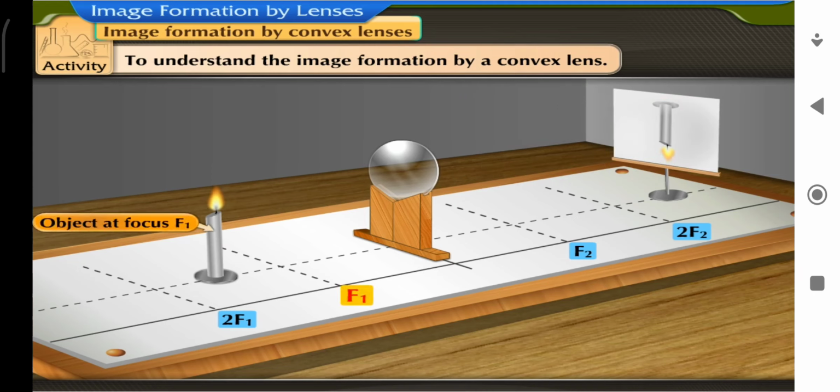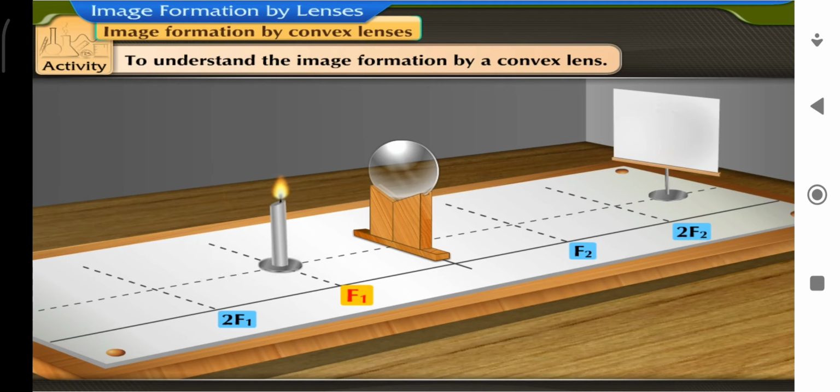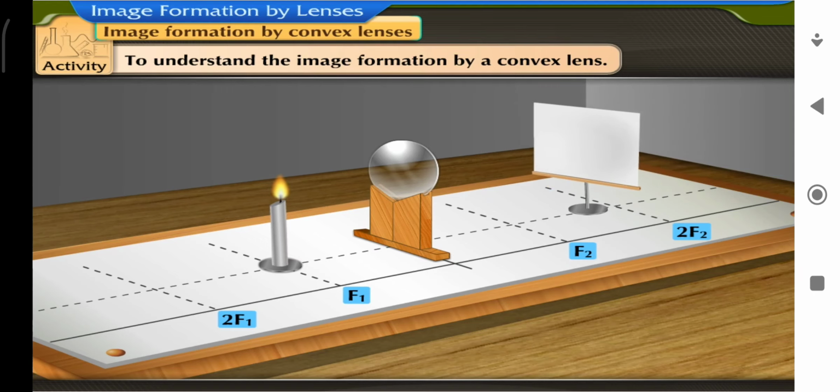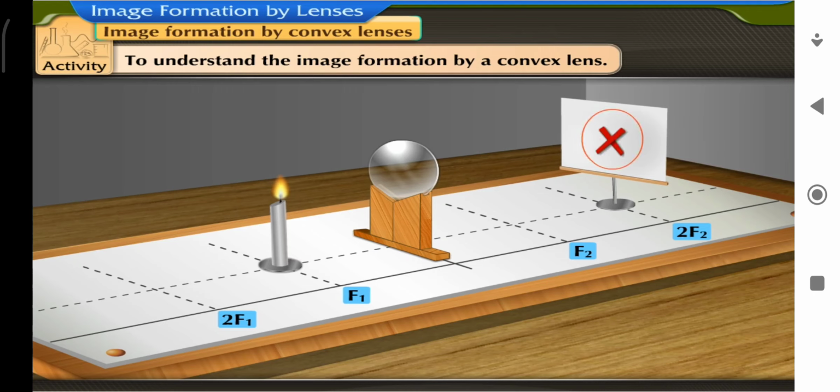Object at focus f1. Now place the candle at focus f1. Move the screen to obtain a well-defined image on the screen. As the image is formed at infinity, it cannot be obtained on the screen.